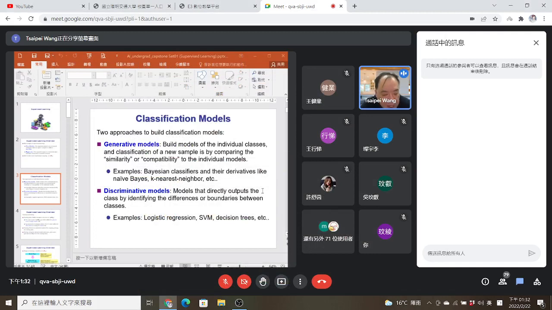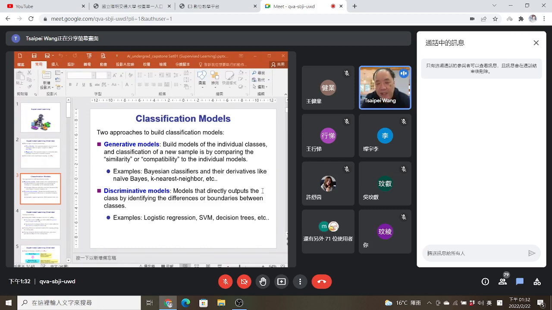Examples are the classifiers based on some probabilistic distribution, like Bayesian classifiers and their derivatives. And also, indirectly, k-nearest neighbor is also a classifier of a generative model, although you do not actually generate some mathematical model. But basically, it's an approximation of the probabilistic distribution of the classes.